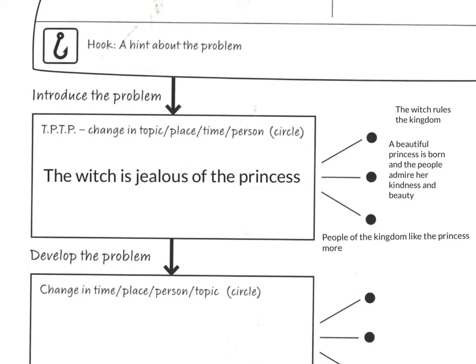Okay, so this is what I've got so far for my problem. First of all, there's a witch who rules the kingdom. Then a beautiful princess is born and the people admire her kindness and beauty. And then the people of the kingdom like the princess more than the witch.